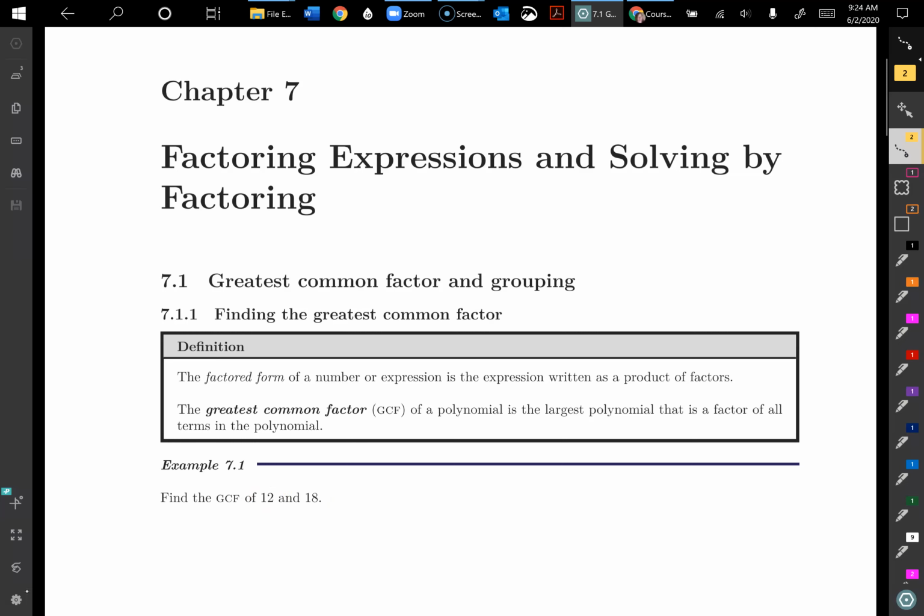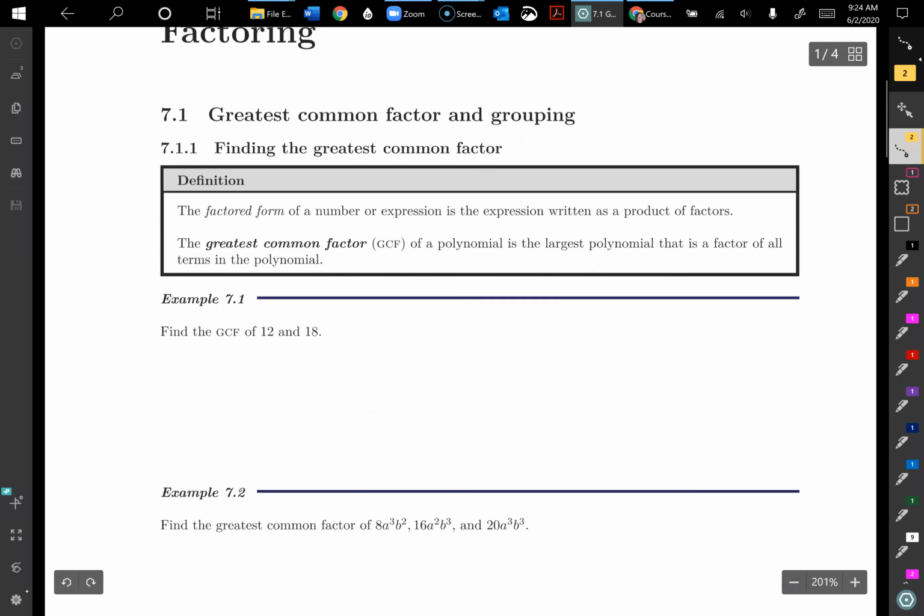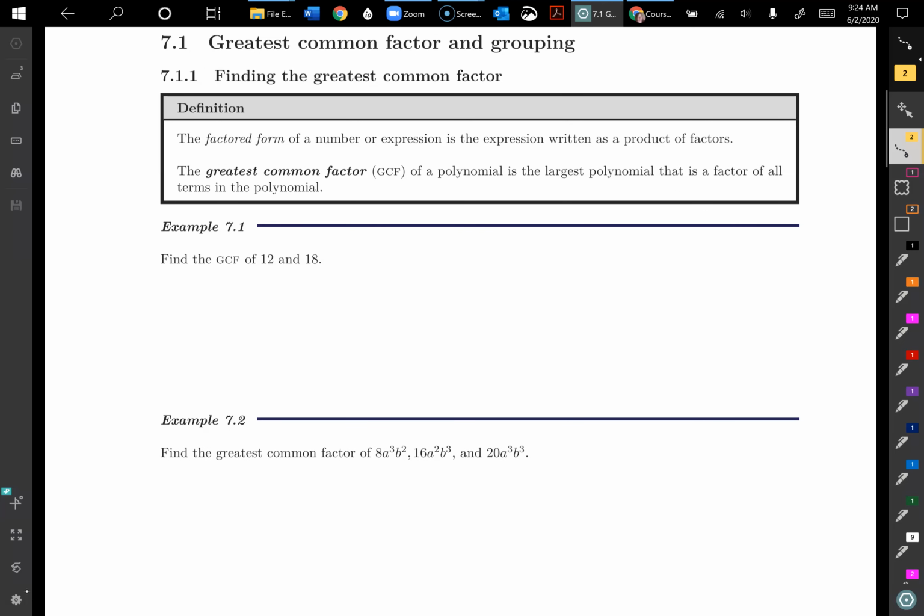every term. So we're going to look at find the GCF of 12 and 18 in example 7.1 to start with. So we can just relate back to how it works with numbers, something that you're familiar with and you've done before. So here we have 12 and 18, and you may just right off the bat say, well, that's 6, but let's have a systematic way of writing it out.